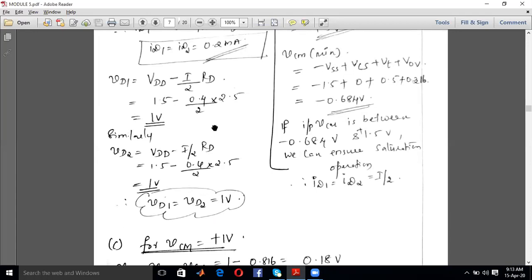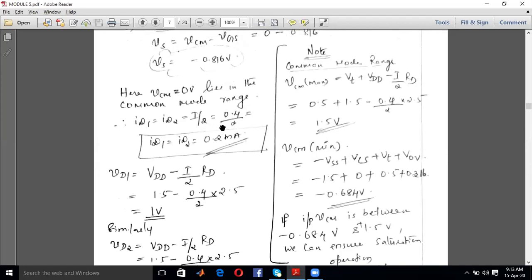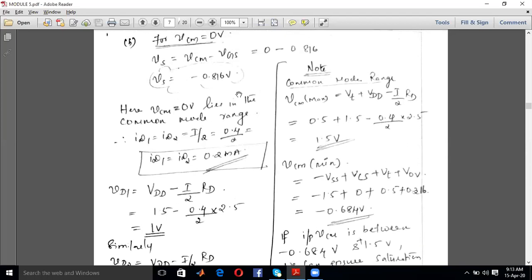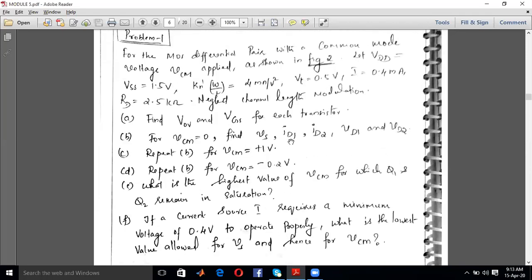So that is going to be 0, or your common mode signals have been rejected by the amplifier. Fine. That is, your amplifier is not willing to amplify the input because that input comes within the common mode range. Now, along with all these parameters, you have to find Vs also, because in the question you are going to find Vs, ID1, ID2, VD1, VD2.